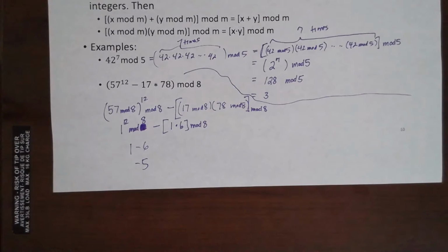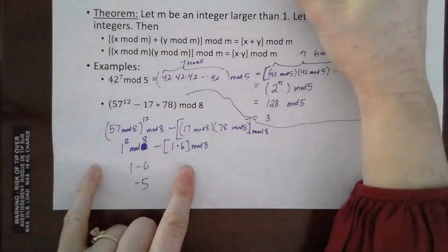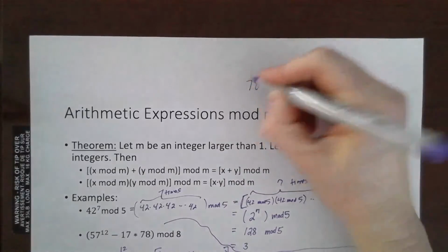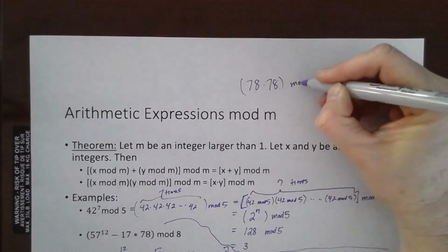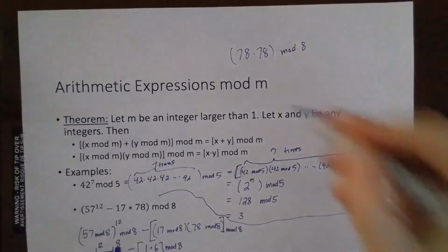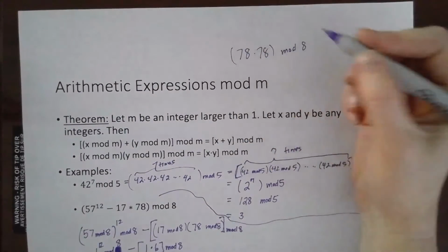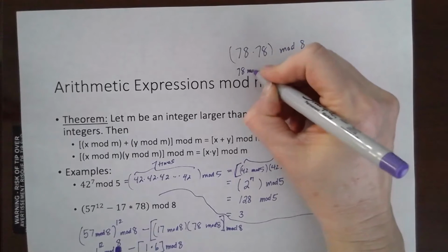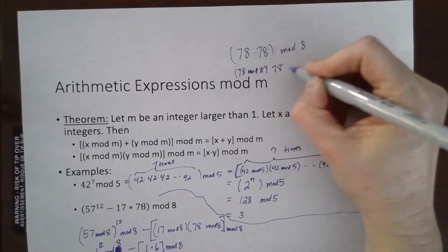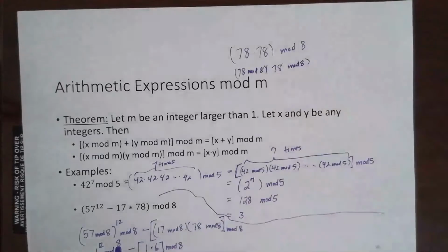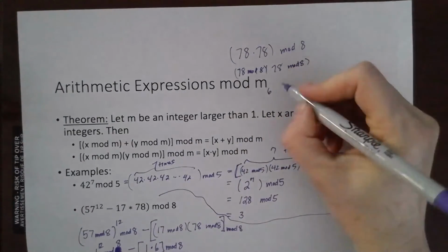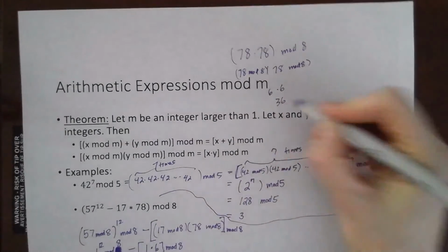Yes? What if you write mod 8 again? Isn't each one of 57, 17? Yes. So imagine, for instance, that I was trying to do 78 times 78 squared mod 8. Okay. So when I did 78 mod 8 times 78 mod 8, well, this one is 6, and this one is 6, and when I multiply that, I get 36.